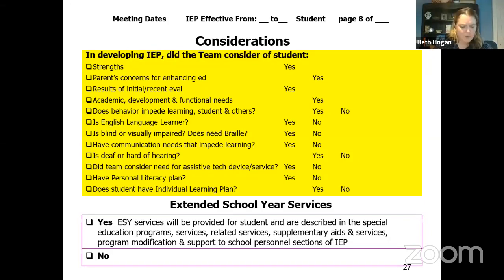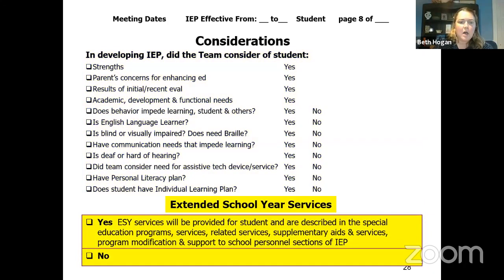Okay, we're good so far. We can drop down to ESY. So extended school year services, we usually talk about this as ESY services. Every student with a disability needs to be considered for ESY services.